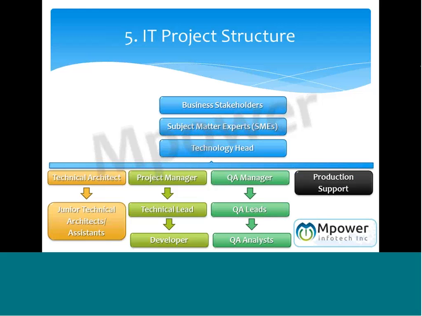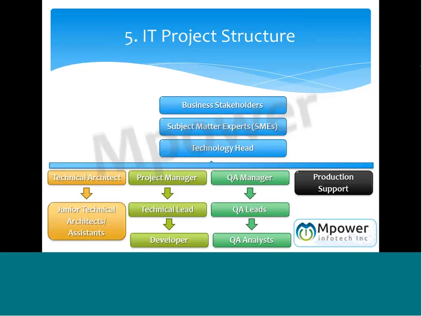Now, we also have a production support team in every project. The role of a production support team is, once the software is delivered to the clients and the clients start using the software, any and every issue that the client is facing will be supported by the support team. I'm also going to talk about this in detail later. But pretty much this is the overall structure of an IT project. Any questions so far?